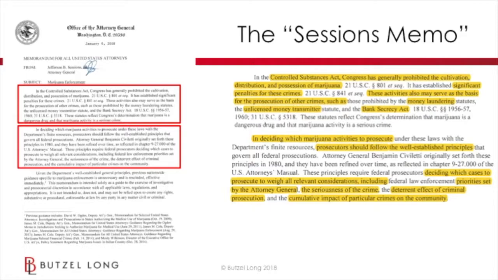So this paragraph is really saying, prioritize what you want to prosecute. And we have a representative here from the prosecutor's office, I'm sure, who can speak to that as well. But prosecutors follow well-established principles. They decide what to prosecute based on certain considerations, resources, and priorities set by the Attorney General, seriousness of the crime, deterrent effect of criminal activity, and the cumulative impact particular crimes have on the community.